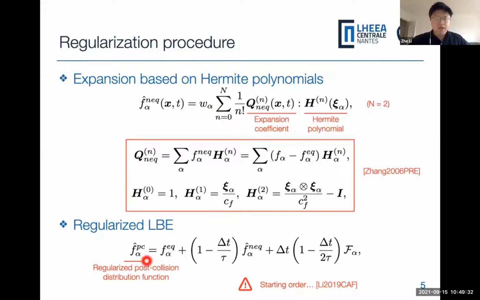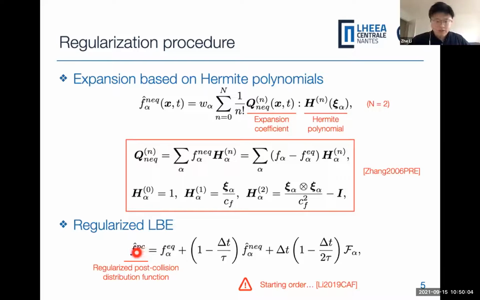And finally, this is the regularized LBE. As you can see, with this regularized non-equilibrium part of the distribution function, all the right-hand side terms rely on the subspace spanned by the Hermite polynomials. And on the left-hand side, we have this regularized post-collision distribution function.